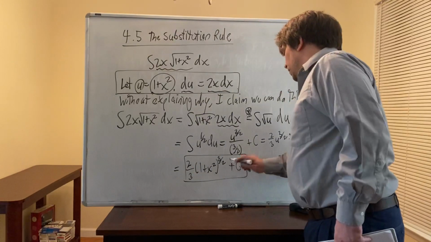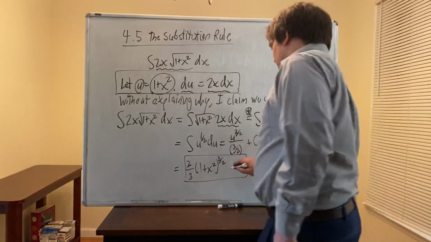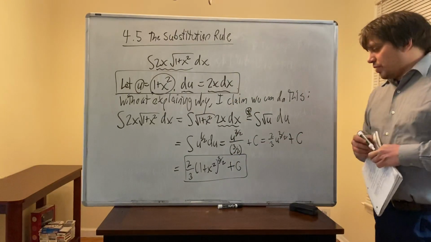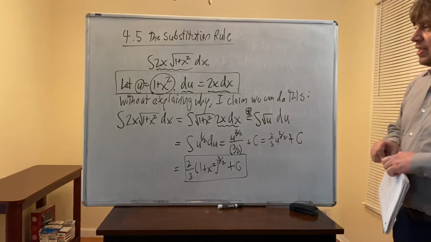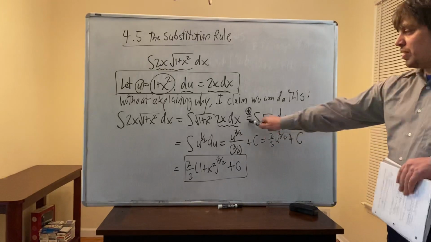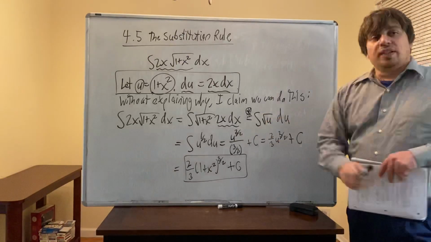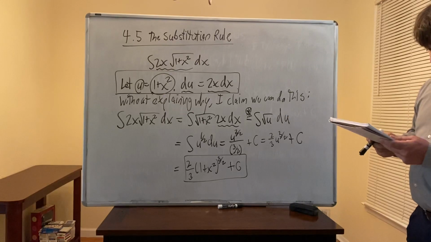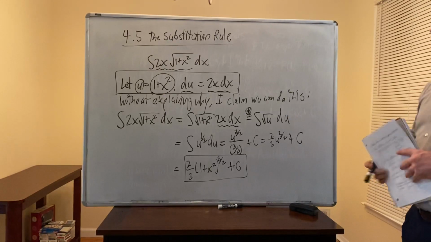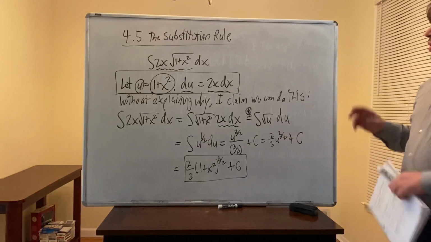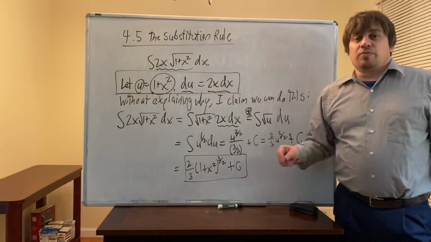Okay, so that's 2/3 times 1 plus x squared to the 3/2 plus c. That's the integral of 2x times the square root of 1 plus x squared dx. So believe me on that equal sign, and then you get that answer. Okay, and so that's using what's called the substitution rule. So this is an example of it, and I'm going to next write what the substitution rule is.